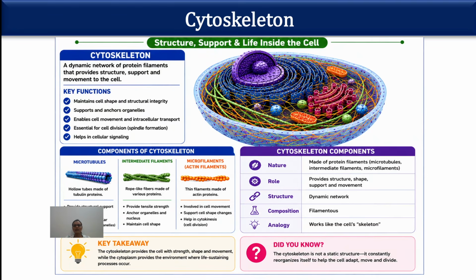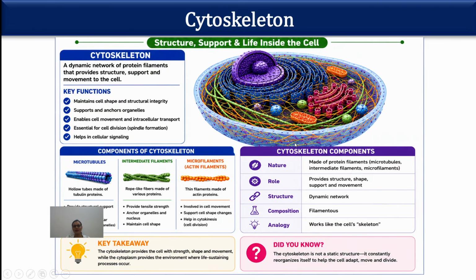Now let's talk about the cytoskeleton. The cytoskeleton is a dynamic network-like structure. You can see here, this is the cytoskeleton network. It is made up of protein filaments that provide structure, support, and movement to the cell. The cytoskeleton is made up of three kinds of structures: microtubules, microfilaments, and intermediate filaments. These are the components of the cytoskeleton.